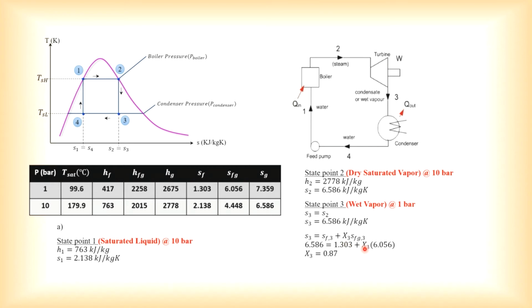Okay, so once you have found the dryness fraction, now you can take the enthalpy formula for wet vapor, H3 equals HF3 plus X times HFG3. So fill it in and you got your H3.